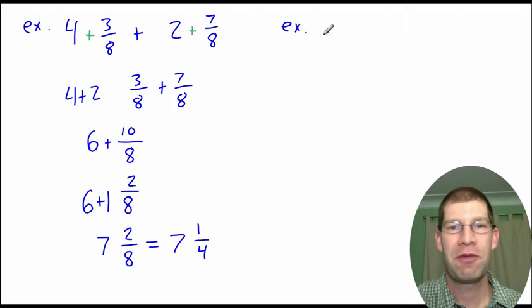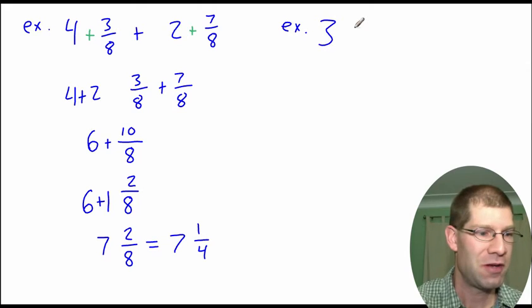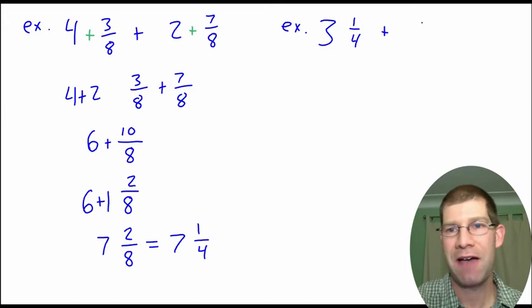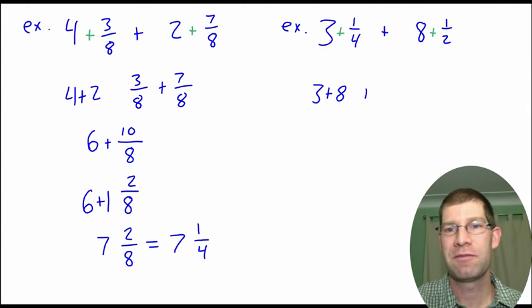Maybe we'll do another example right here next to it. So my next example is going to be 3 1/4 plus 8 1/2. I'll maybe throw some pluses in here just for dramatic emphasis. And now when we add the integers, we have 3 plus 8, maybe I'll write it out. So 3 plus 8 plus 1/4 plus 1/2. So the new thing here is we don't have common denominators anymore. But the 3 plus 8 would give me 11.